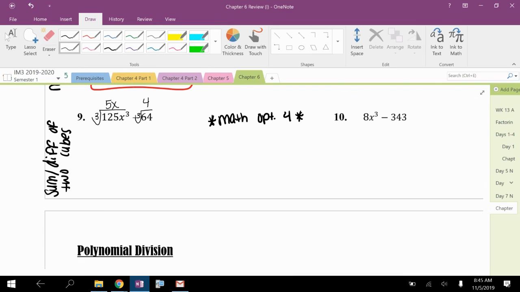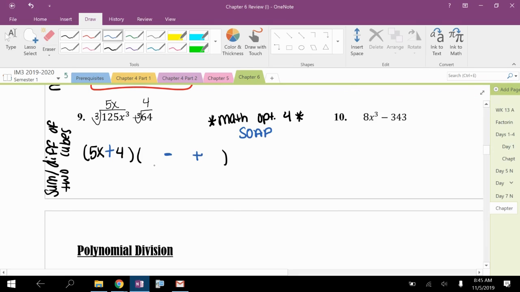Now, always use SOAP. I'm going to set myself up. We're going to be done here in like a minute. You always copy down whatever you wrote right here in the first group. So 5x and 4. Always use SOAP: same sign as the original, opposite sign of the original, always positive. So I'm going to put SOAP underneath here. If you notice this one, we need negative, positive, positive.